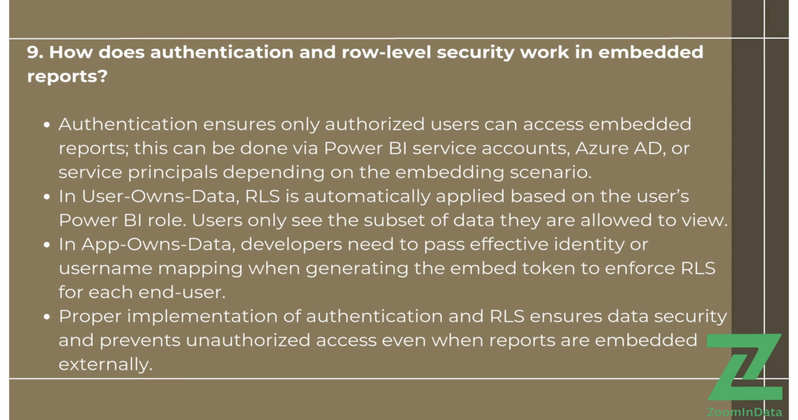Ninth question. How does authentication and row-level security work in embedded reports? Authentication ensures only authorized users can access embedded reports. This can be done via Power BI service accounts, Azure AD, or service principals depending on the embedding scenario. In user-owns data, RLS is automatically applied based on the user's Power BI role. Users only see the subset of data they are allowed to view.